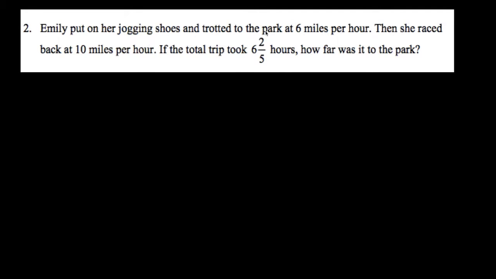Emily put on her jogging shoes and trotted to the park at 6 miles per hour. Then she raced back at 10 miles per hour. If the total trip was 6 2/5 hours, how far was it to the park? So very similar to the last problem. Go ahead and give it a shot. Try to set up the diagram and everything on your own, and then press play when you're ready to check your answer.